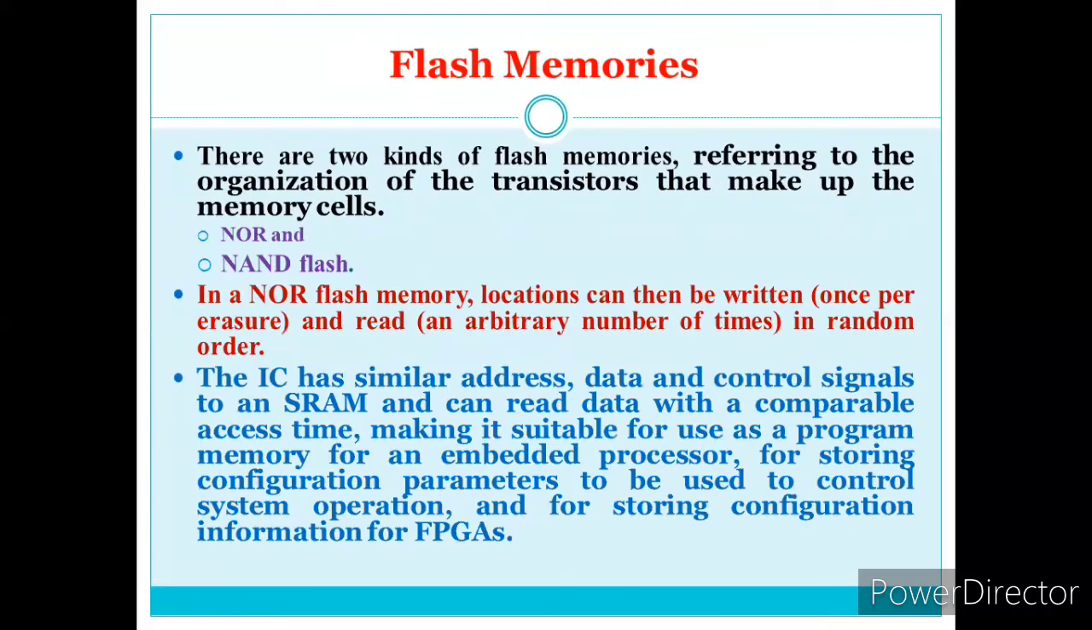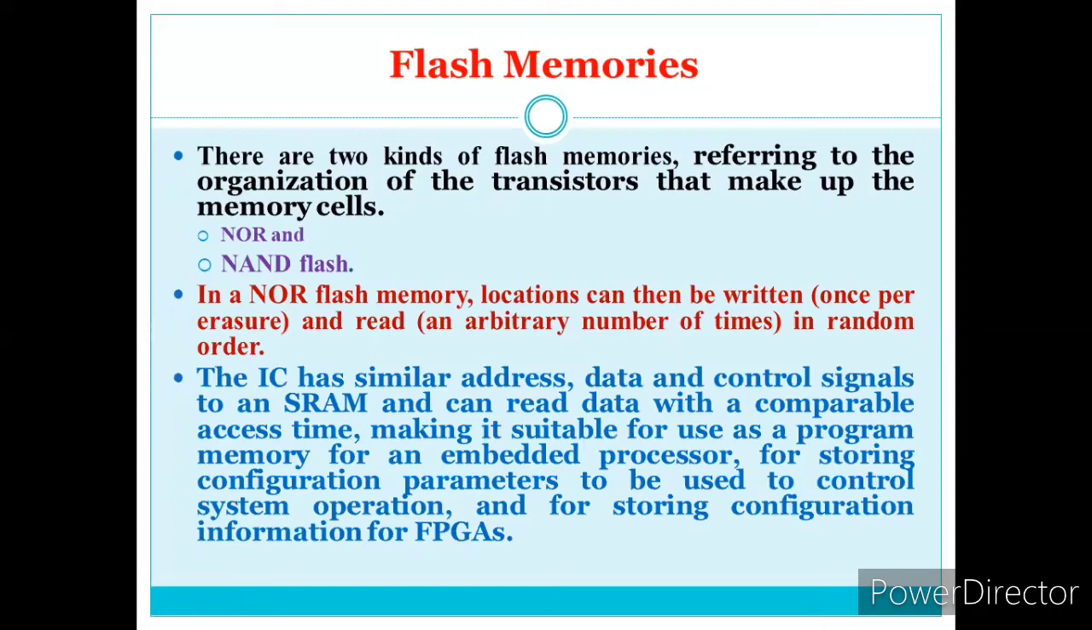There are two kinds of flash memories. One is NOR and another one is NAND flash memory, referring to the organization of the transistors that make up the memory cell. So the design of the flash memory is either with the help of NOR flash or NAND flash.